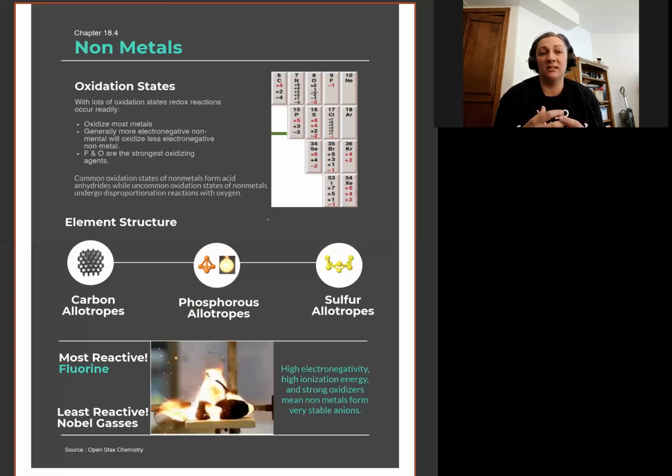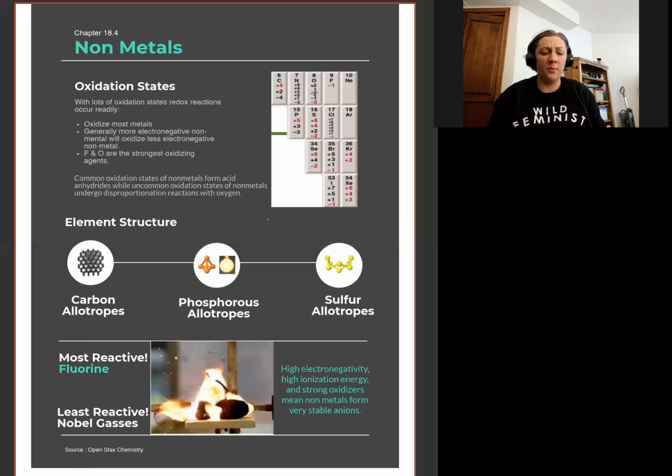And actually, what makes all nonmetals good oxidizing agents is the fact that they have so many different oxidation states available to them. This goes beyond that second row of elements. Most nonmetals will oxidize most metals, and so they participate in a lot of redox reactions. Of our nonmetals, fluorine and oxygen are our strongest oxidizers. In fact, they're some of the strongest oxidizing elements, period.